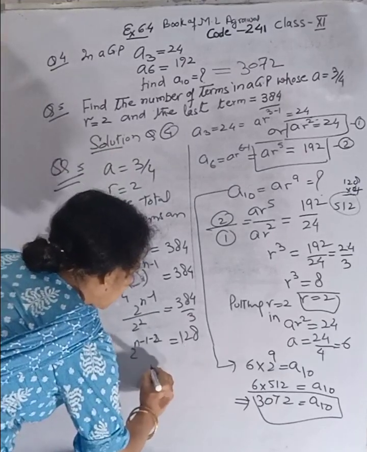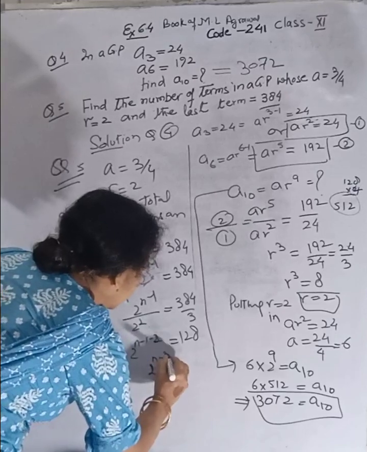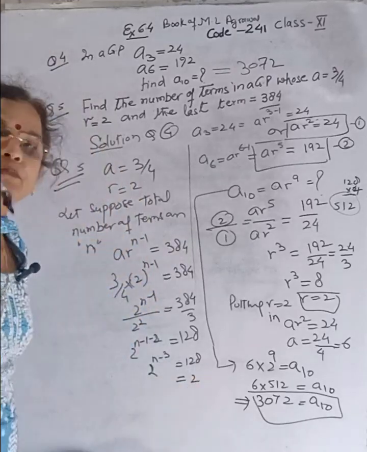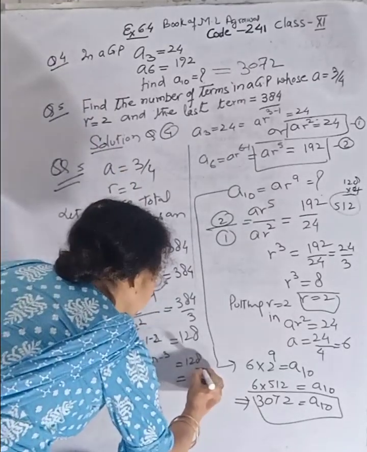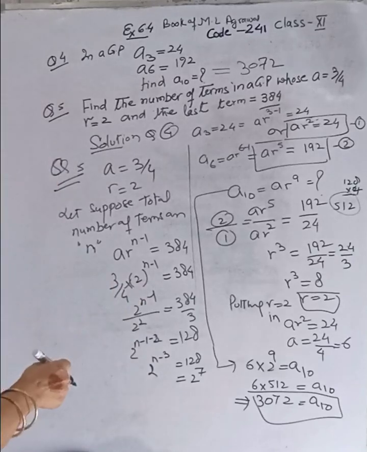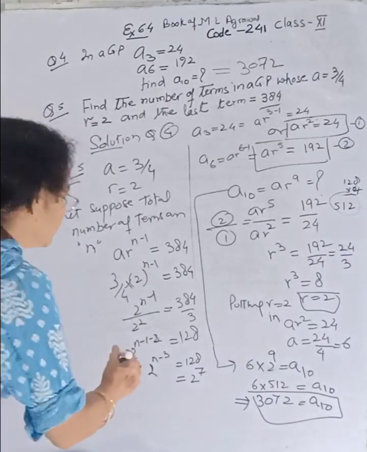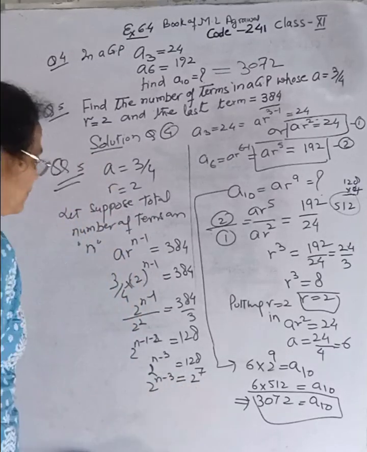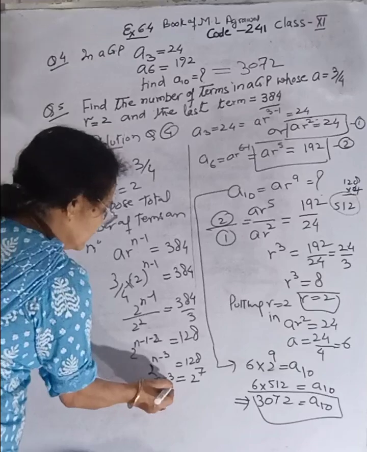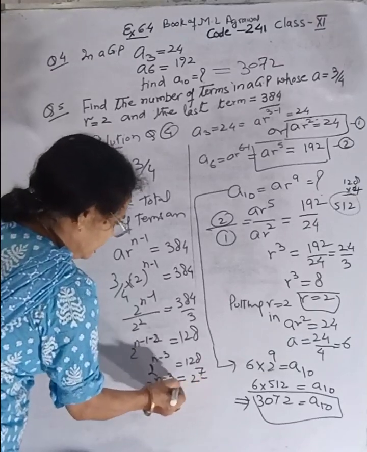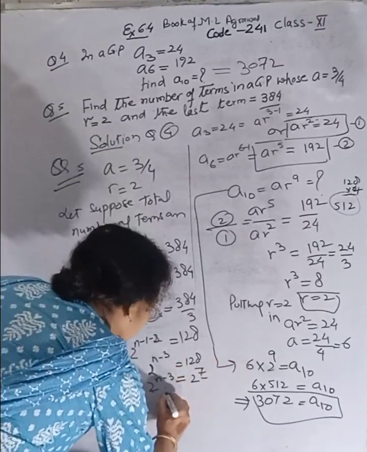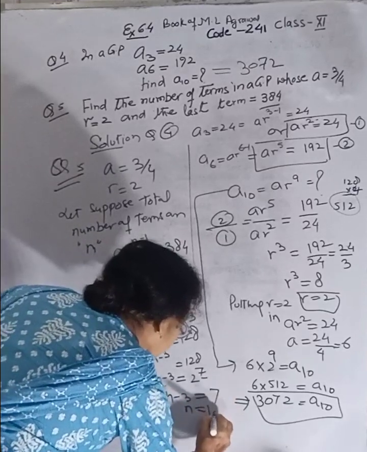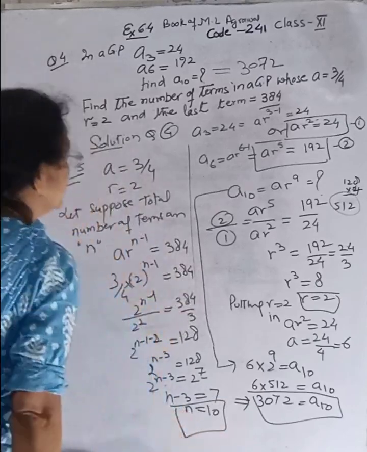It means 2 to the power N minus 3 is equal to 128. And 128 can be written in terms of 2 to the power 7. It means N minus 3 is equal to 7, because both the sides have the same base. This is also the power of 2 and this is also the power of 2. So if the base is the same, it means the power will be equal to each other. It means N minus 3 is equal to 7. It means N is equal to 10. This will be the answer.